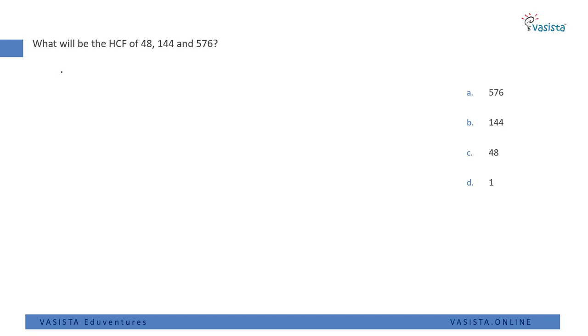So let us find the prime factors of 48. So for 48, the prime factors will be: 2 24s, 2 12s, 2 6s, and 2 3s. So for 48 the prime factors are 2 into 2 into 2 into 2, so four 2s, into 3. Now let me go with 144.